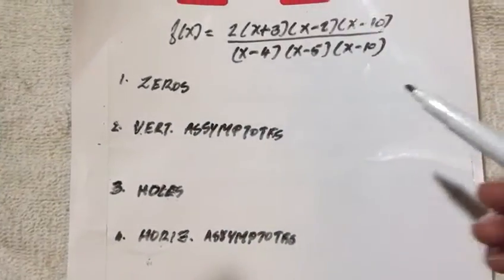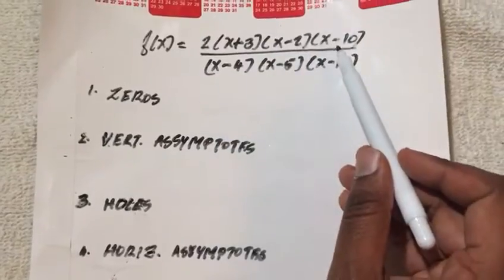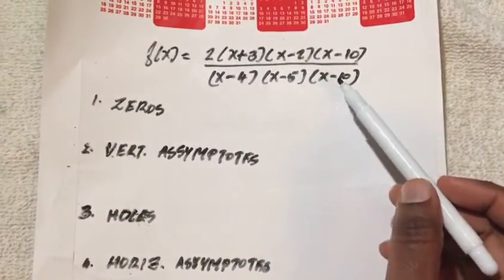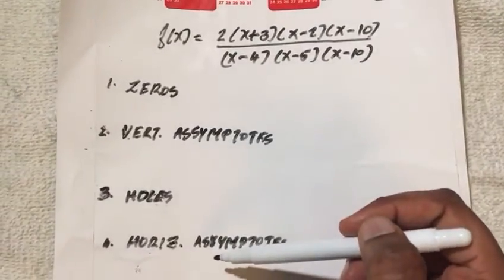For a rational function of the form f(x) = 2(x + 3)(x − 2)(x − 10) divided by (x − 4)(x − 5)(x − 10), identify the zeros, vertical asymptotes, holes, and horizontal asymptotes.